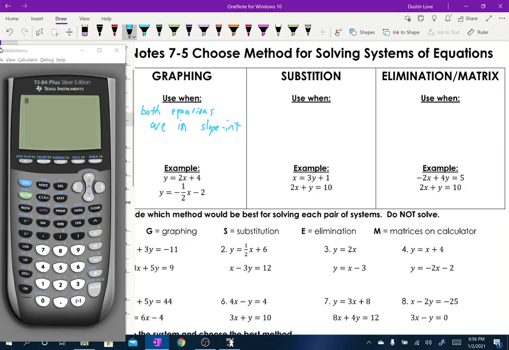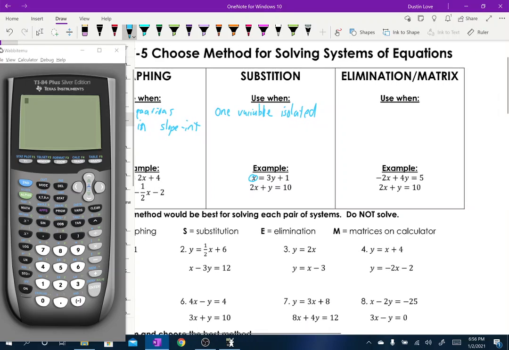When would I use substitution? Well, when I've got one variable isolated. Okay, now here's what I mean by that. Here I've got this x equals. When I got one variable isolated, I'm jumping over to substitution.